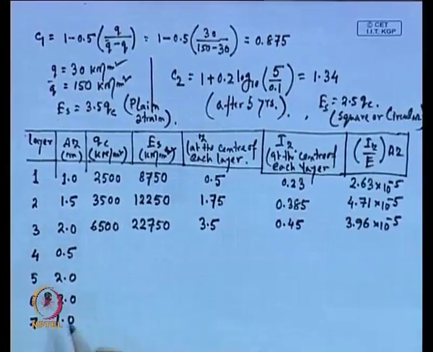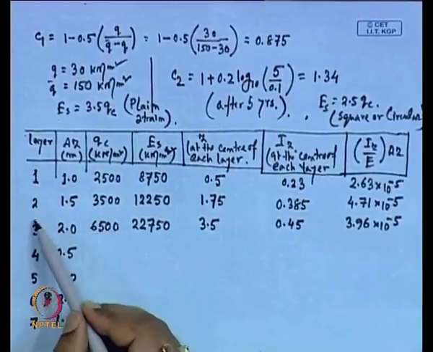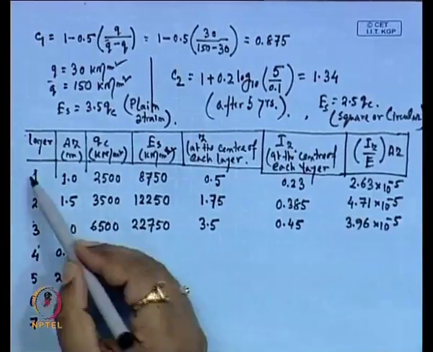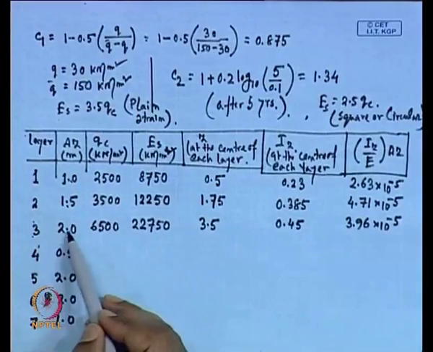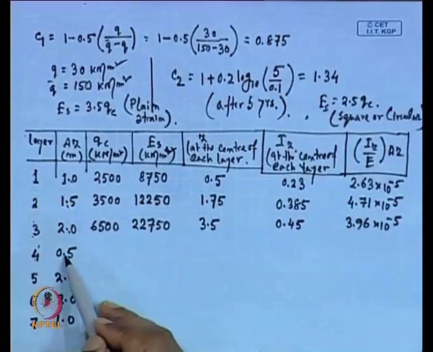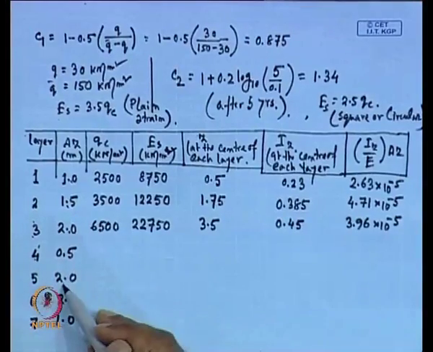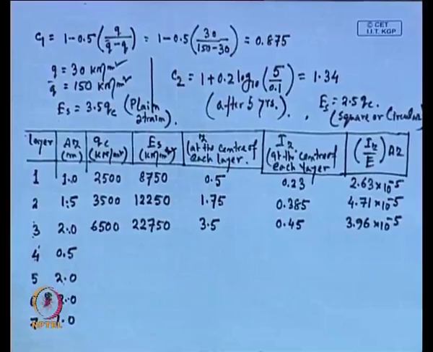So, these 7 layers are present: 1, 2, 3, 4, 5, 6. The first layer is 1 meter, the second layer is 1.5 meter thickness, the third layer is 2 meter thickness, the fourth layer is 0.5 meter thickness, the fifth layer is 2 meter thickness, the sixth layer is 2 meter thickness, and the seventh layer is also 1 meter thickness.